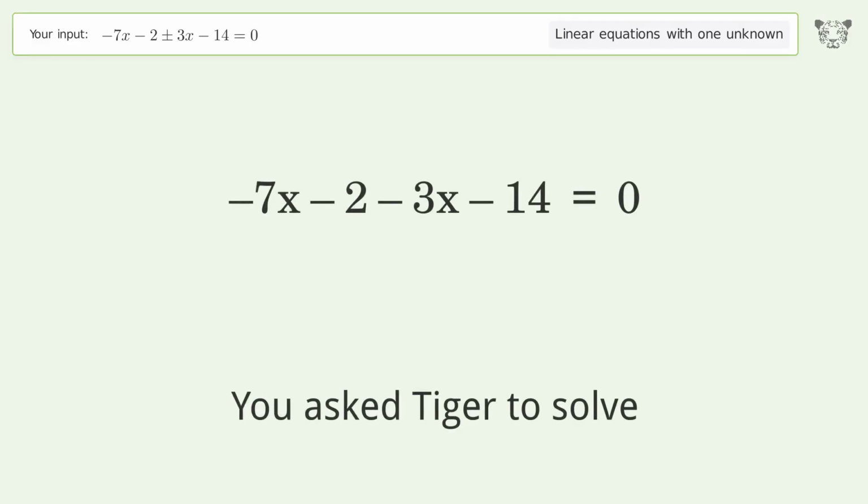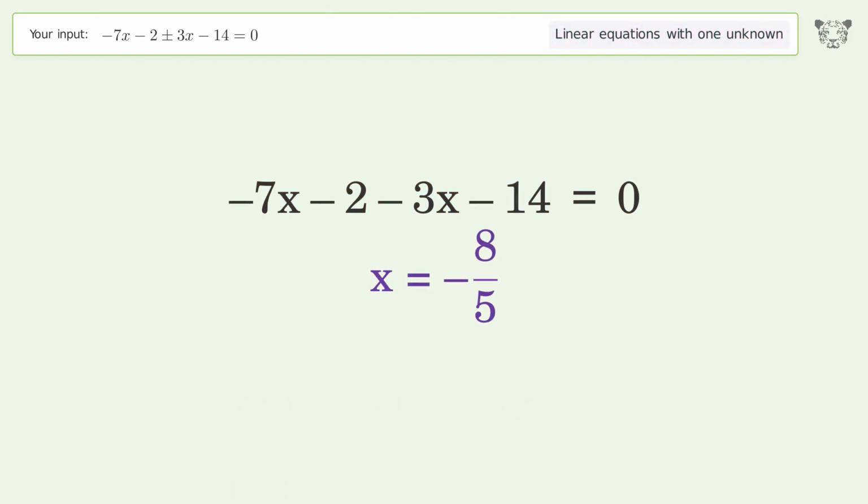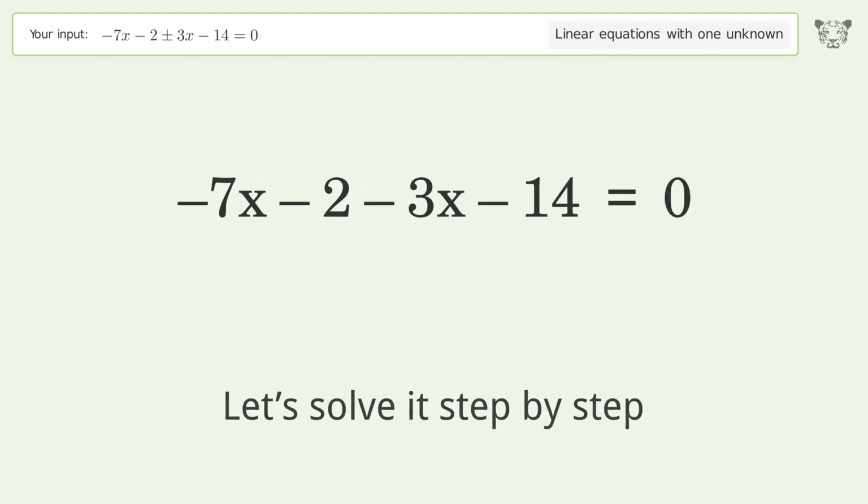You ask Tiger to solve this. It deals with linear equations with one unknown. The final result is x equals -8/5. Let's solve it step by step.